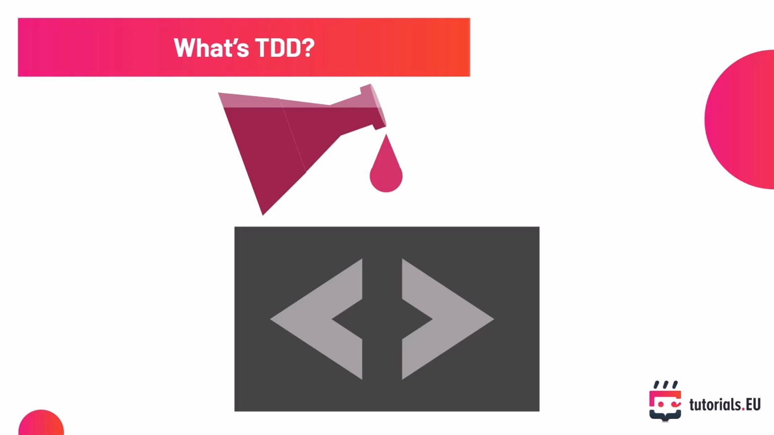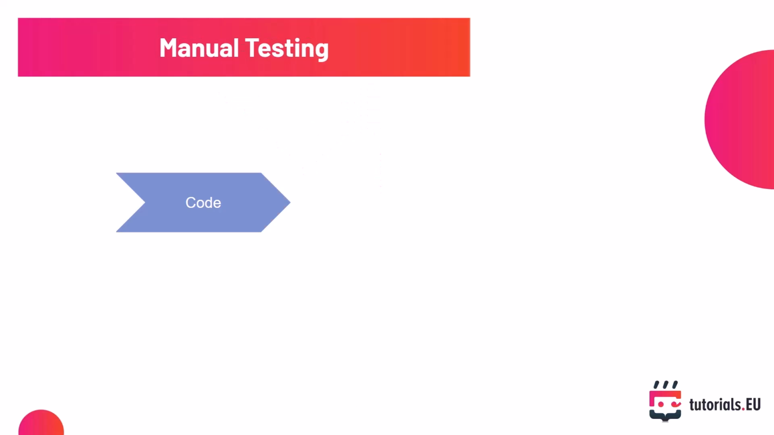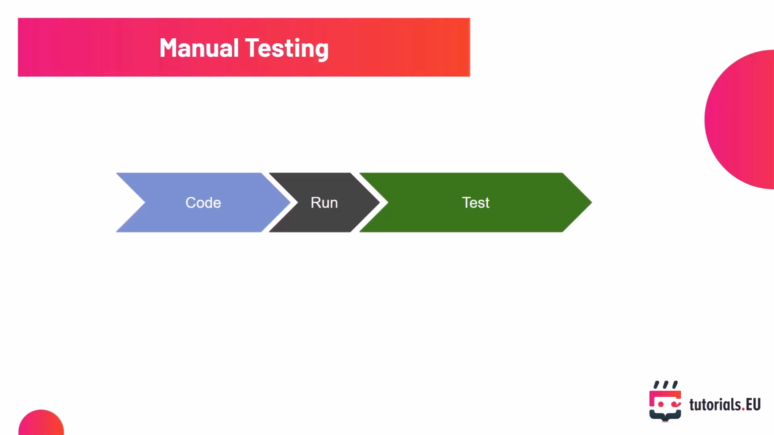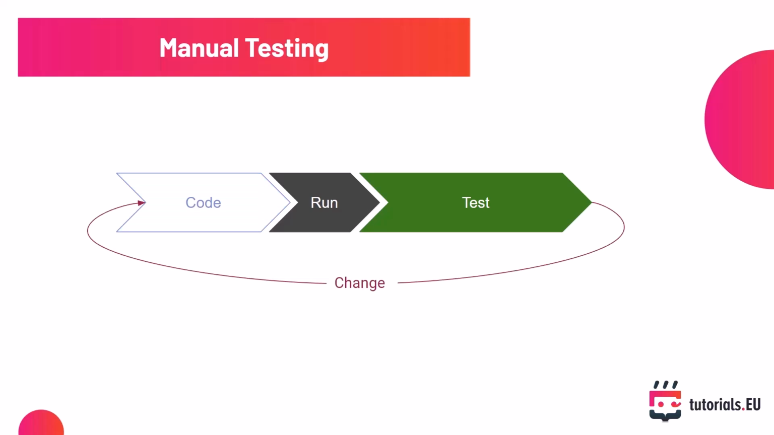So let's start with something familiar. What is manual testing? How do we test our application? Well, first of all, we write some basic code. Then run it and test if it works as expected. Then we may find some bugs. Or the requirements may change, so we finally have to change the code, run it again, and so on.